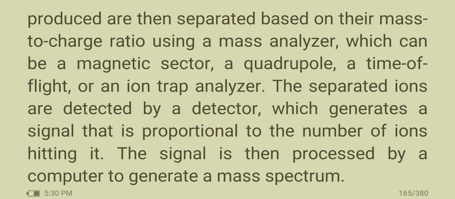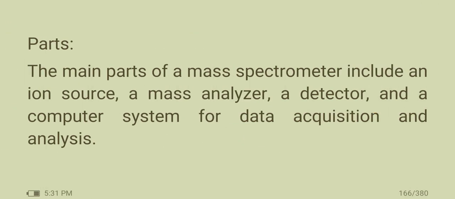Which are the analyzers? Magnetic sector, quadrupole, time of flight, or ion trap analyzer. The separated ions are detected by a detector, which generates a signal that is proportional to the number of ions hitting it. The signal is then processed by a computer to generate a mass spectrum. The main parts of a mass spectrometer include the ion source, a mass analyzer, a detector, and a computer system for data acquisition and analysis.